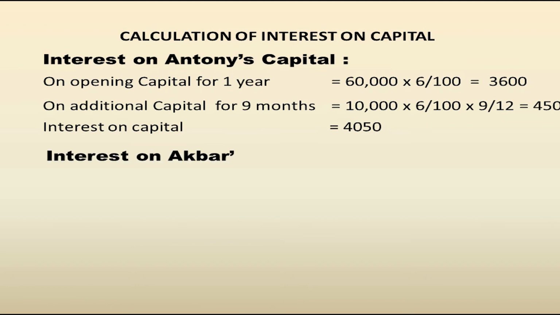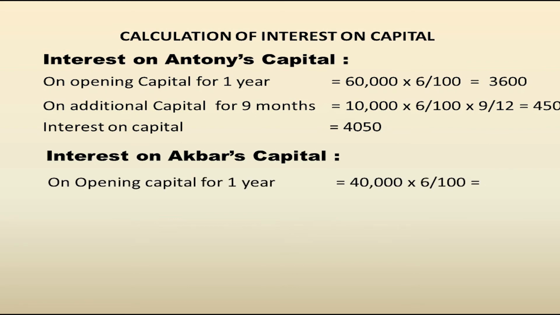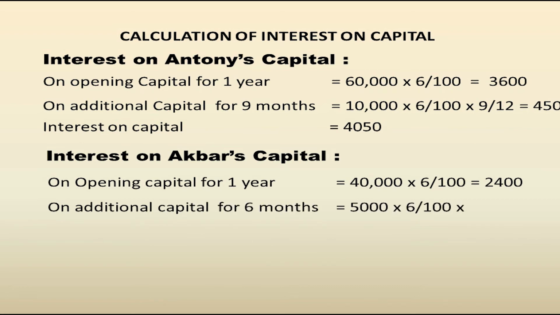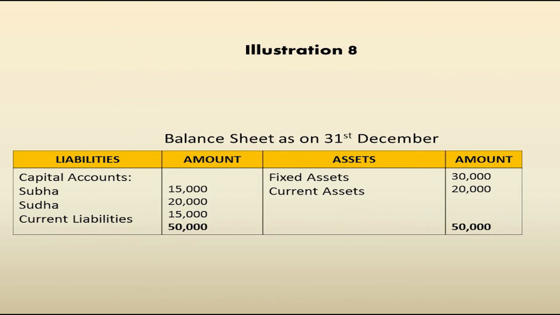Now let's look at interest on Akbar's capital. On opening capital for 1 year, 40,000 into 6 by 100, so 2,400. Then on additional capital for 6 months, 5,000 into 6 by 100 into 6 by 12, which is 150. For the year he has given additional capital, they have not mentioned any date. If they do not mention any date, we take it as 6 months. So interest on capital is 2,400 plus 150, which gives us 2,550.